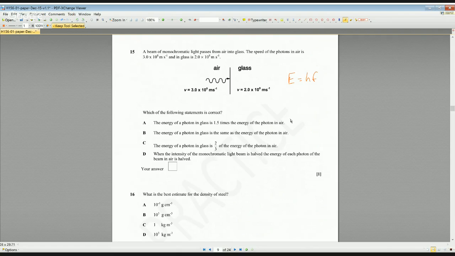So this one that talks about the energy being bigger is wrong. This one that talks about the energy being smaller is wrong. This one also is. The only one that's correct is the one that acknowledges that the energy is constant. So that is B.